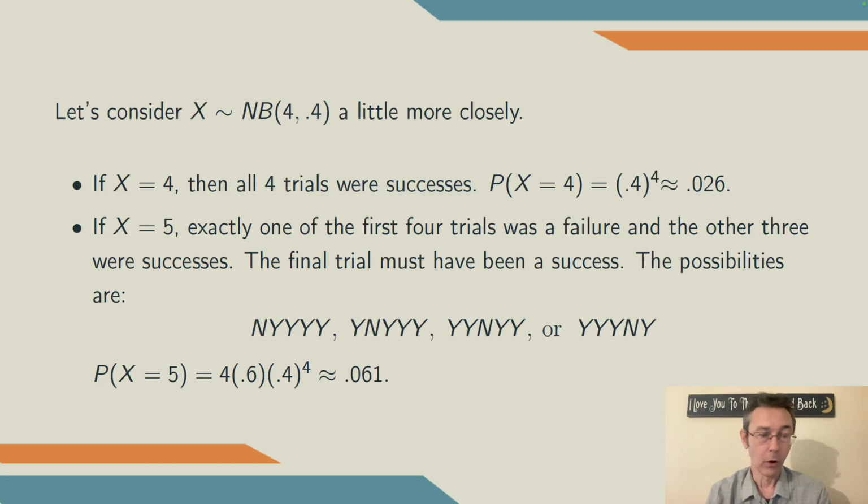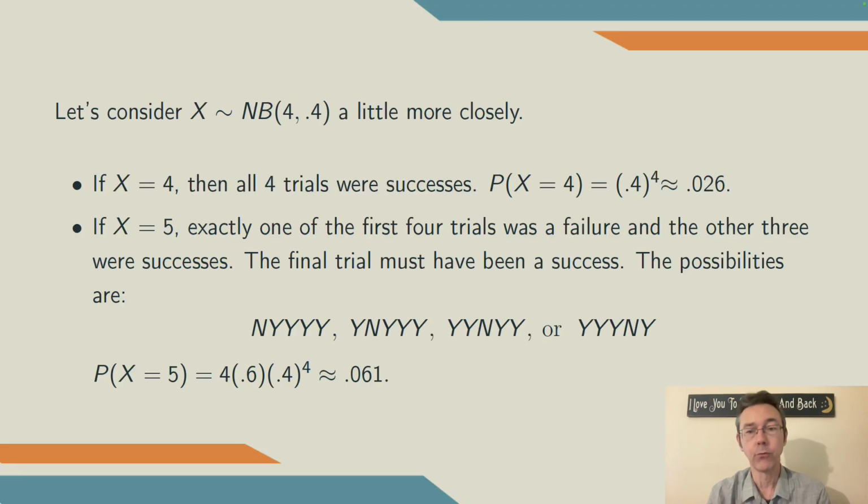For x equals 4, you have 4 trials. All 4 of them must be successes. You've gotten all 4 of your successes already. So the probability of that happening is just 0.4 to the 4th, where 0.4 is the probability of an individual success. It's about 0.026.